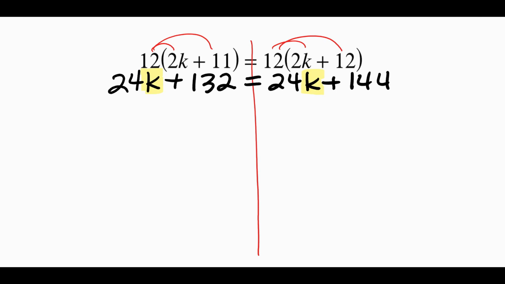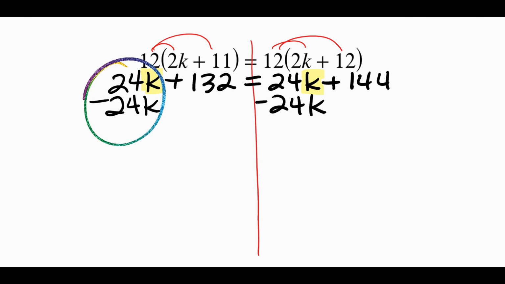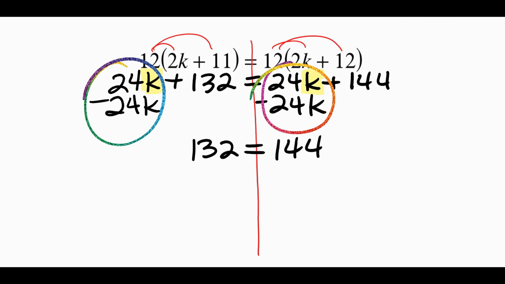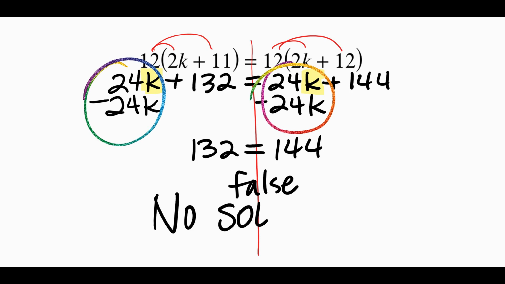So in order to get the k's on the same side, I'm going to subtract 24k from both sides. And that actually leaves me with a 0 pair on both sides. And so I have 132 equals 144. Does 132 equal 144? No, it doesn't. And remember, when you're left with a false statement, the answer is no solution. The answer is there is no answer.